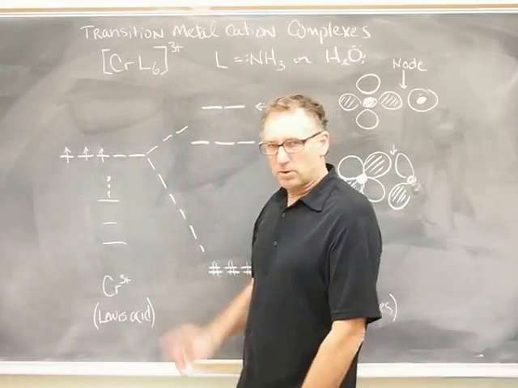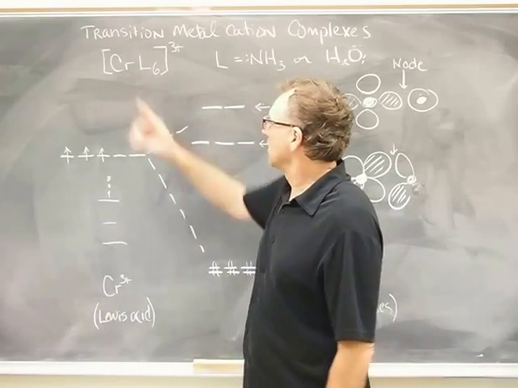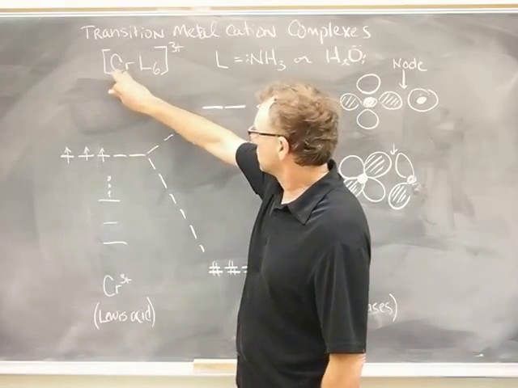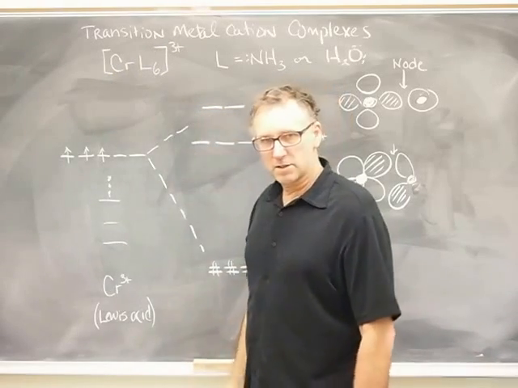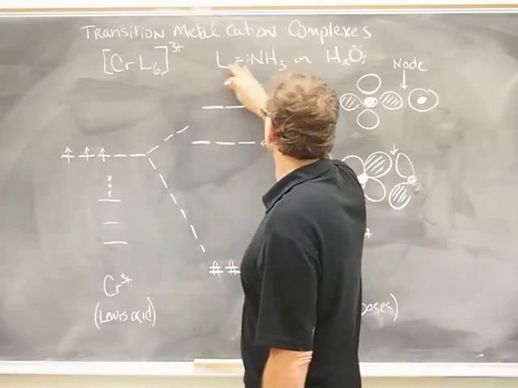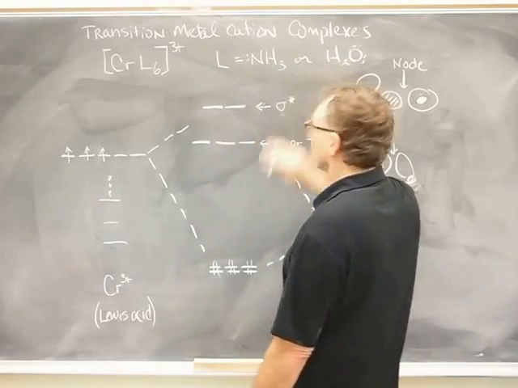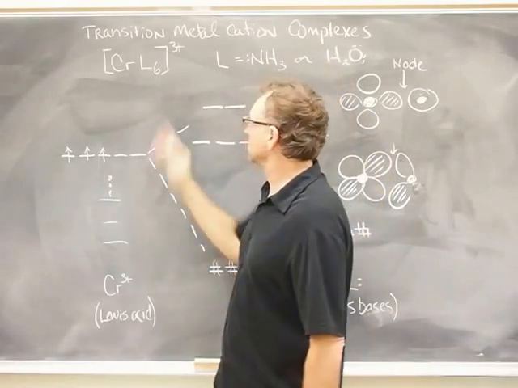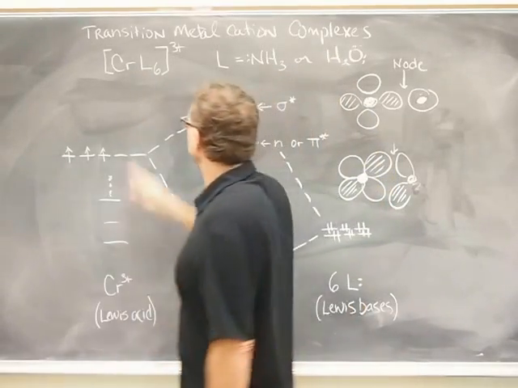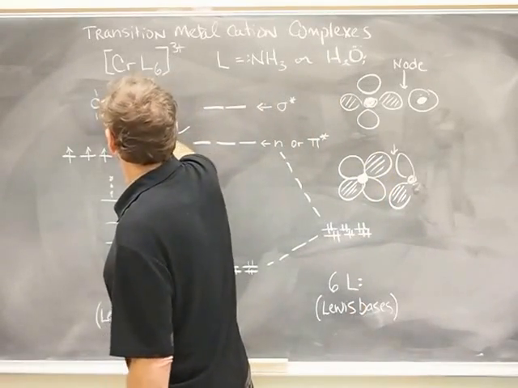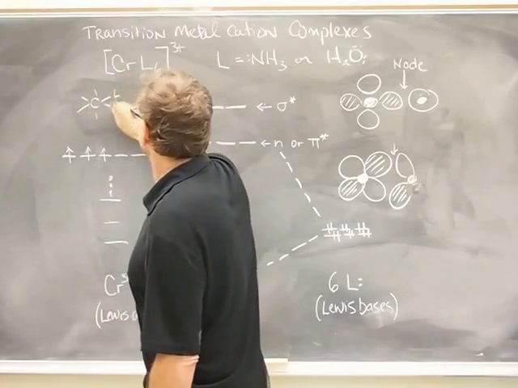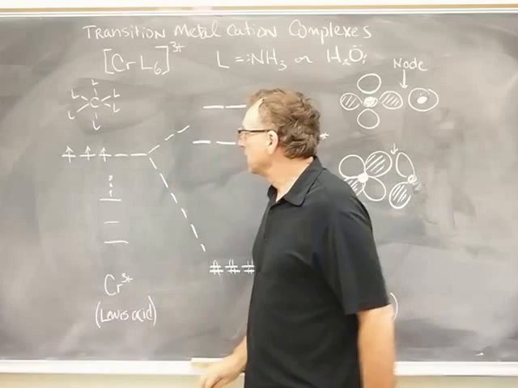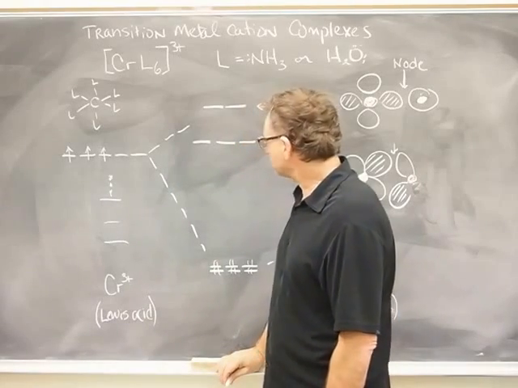The one I want to focus on today is complexes of the chromium 3 plus ion, which I'm going to write like this. It's chromium 3 plus with the 6 ligands around it. The ligands are going to be either ammonia or water. They're acting as Lewis bases, and the chromium is the Lewis acid. The geometry is an octahedral configuration, where you have those six ligands around it.